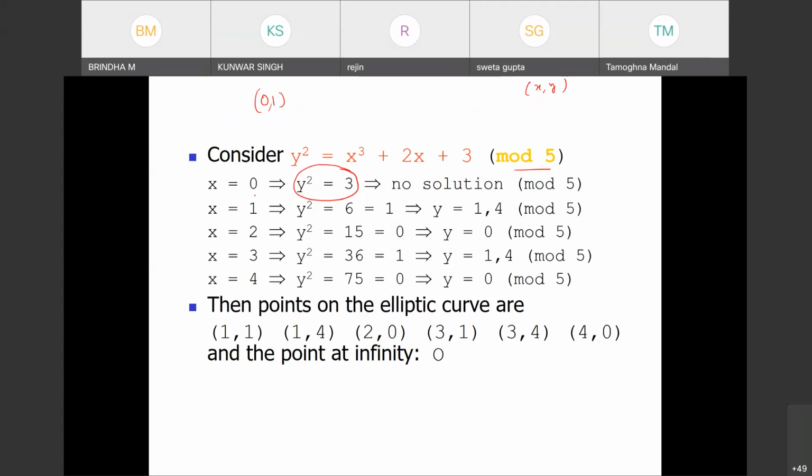Okay, so for x equal to 0, no solution. Y is not there. X equal to 1, yeah. Y square equal to 1 plus 2 plus 3, which is 6. So y will be 1 and 4. So two values of y will be there. So here the solutions will be either 2 or 0. If x is a solution, p minus x also will be a solution. If 1 is a solution, 5 minus 1, which is 4, also will be there. That you can easily prove.